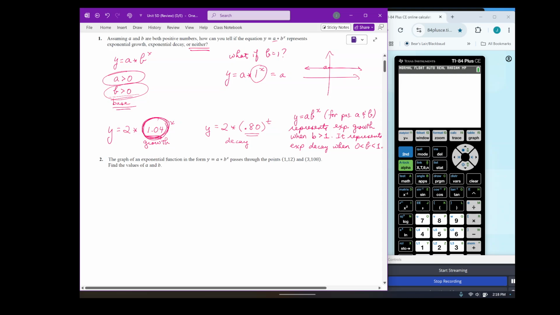So that's not growth or decay. That's just straight across. That's not growing or losing anything. So when the base equals 1, it's neither growth nor decay. It stays constant. All right.